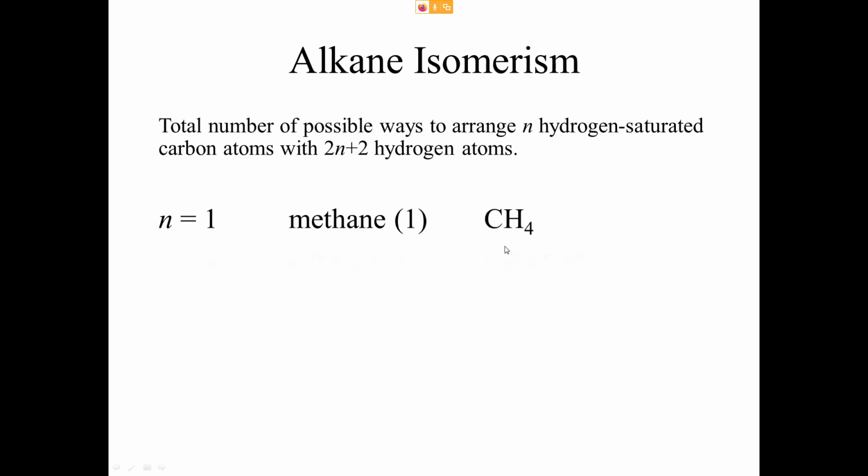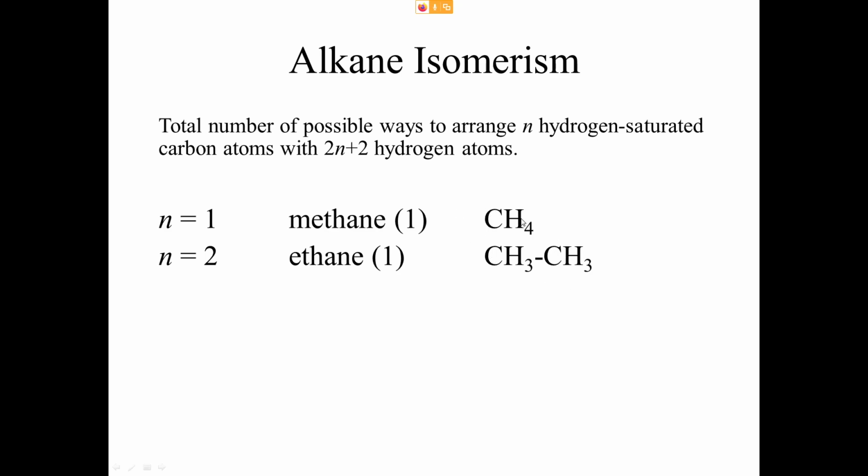Right? If N is 2, so we have 2 carbons now. You know that's ethane, where the carbons are bonded to each other. Then each one is going to have 3 hydrogens on it for a total of 6. But your formula still works. If you plug in N equals 2, 2 times 2, 4, plus 2, 6. And that's the only way I can arrange these. There's no other way to arrange these atoms.